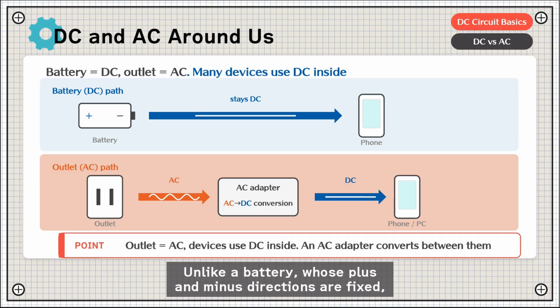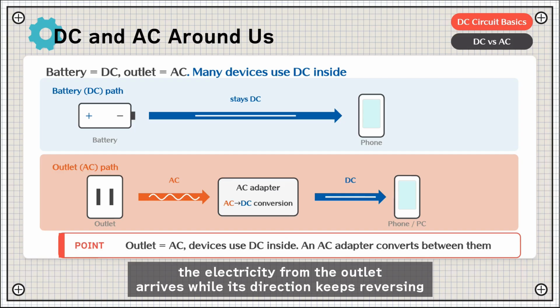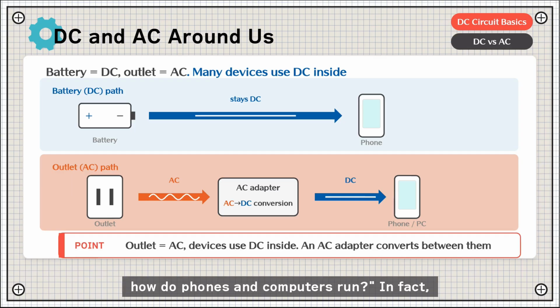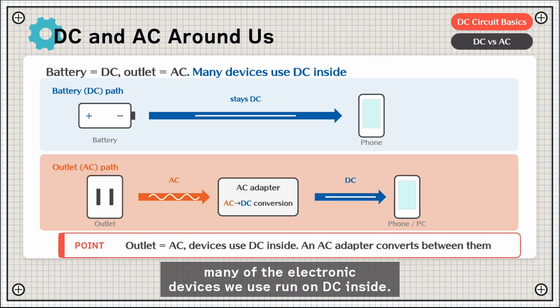Unlike a battery, whose plus and minus directions are fixed, the electricity from the outlet arrives while its direction keeps reversing periodically. Now, some of you might have found this a little puzzling. If the outlet is AC, how do phones and computers run? In fact, many of the electronic devices we use run on DC inside.